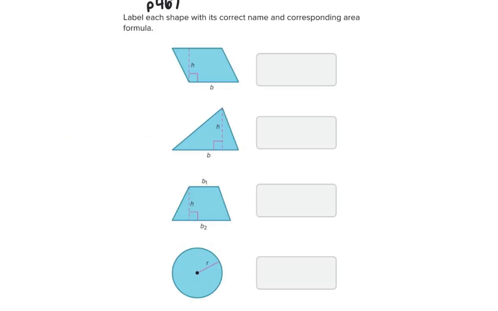The first thing we're going to do, though, is make sure that we know all of our formulas for these very common shapes that we're going to be working with. So on page 467, I'm going to have you write this in with me. It asks us to label the shape with its correct name and the corresponding area formula. All right, so this first figure here is a parallelogram.